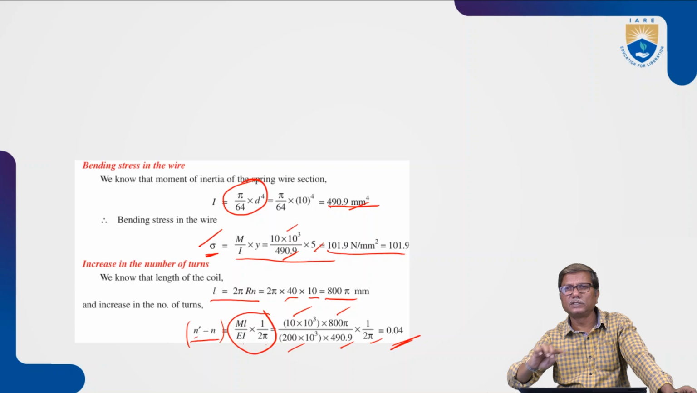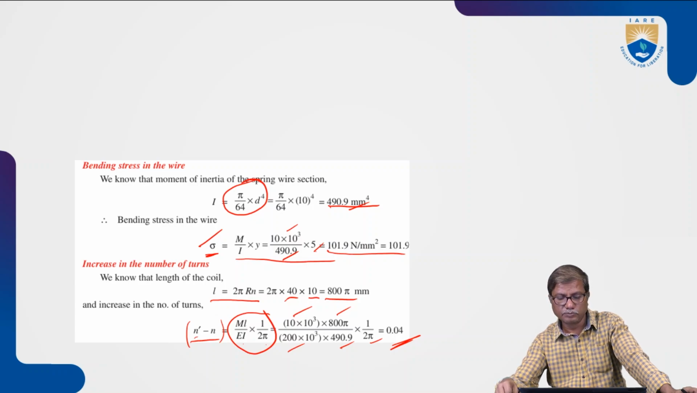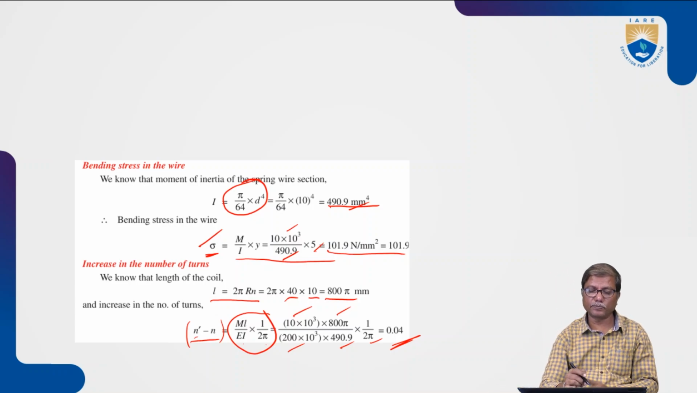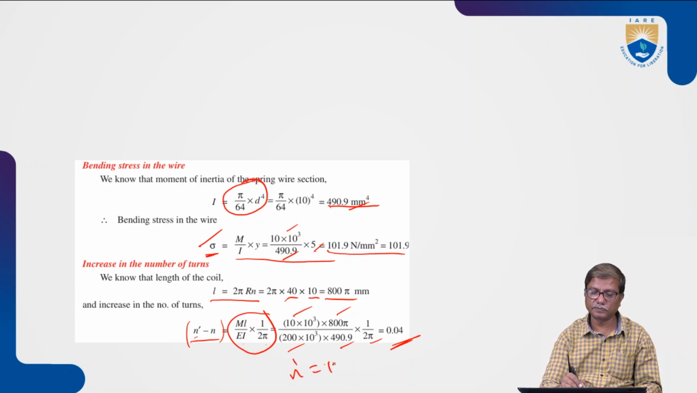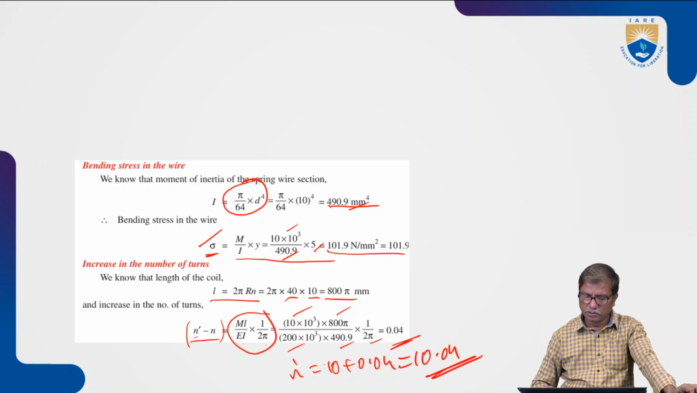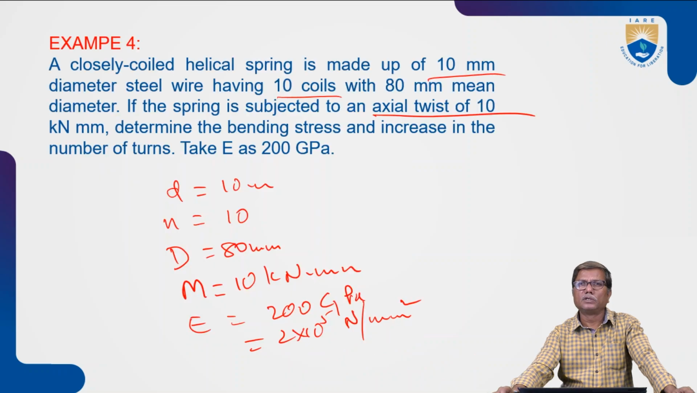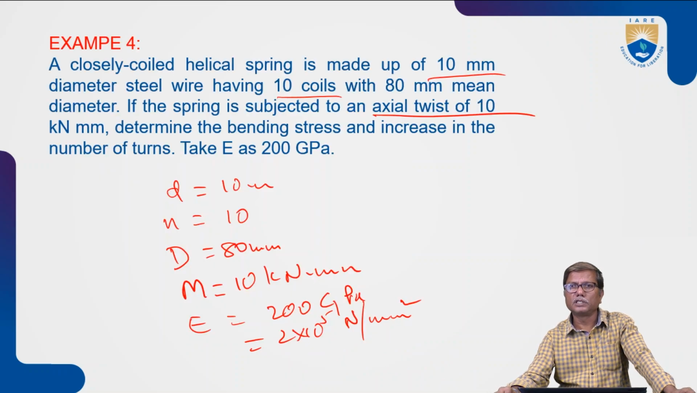So after axial twist, the number of turns will be 10.04. N dash is equal to N plus 0.04, N is 10. So the number of turns increases to 10.04. Very small change occurs due to the given moment. We will discuss some more topics in the next session.